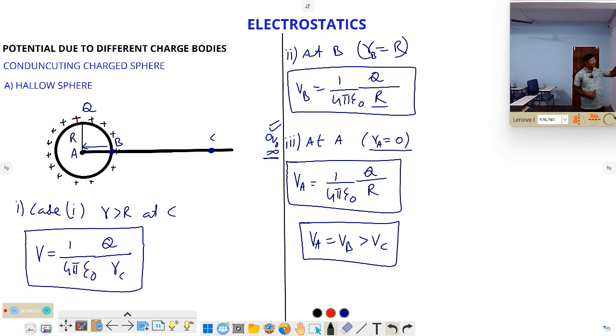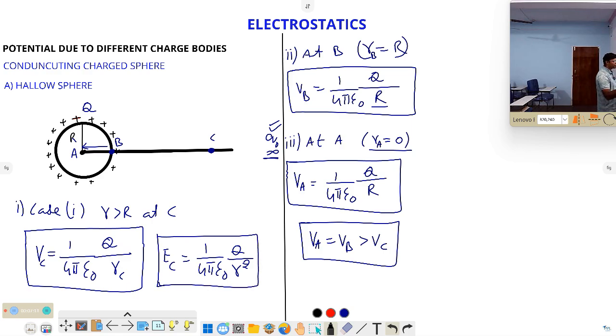But in the case of the electric field concept, this is the C point, right? So what is the electric field at point C? Electric field at point C is equal to 1 by 4 pi epsilon naught, q by small r square is the formula. This has already been done in the previous classes. So from this I can conclude one thing. VC is not equal to 0 and EC is not equal to 0.